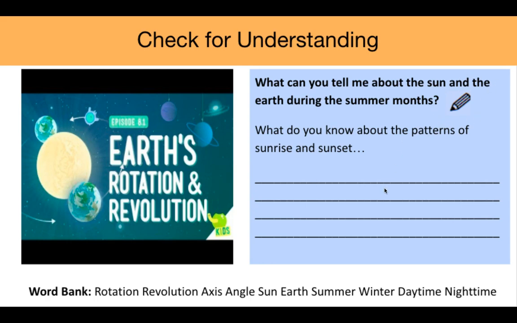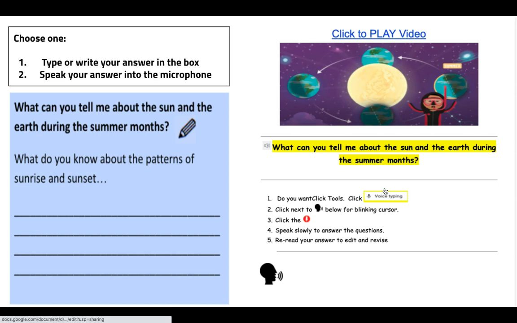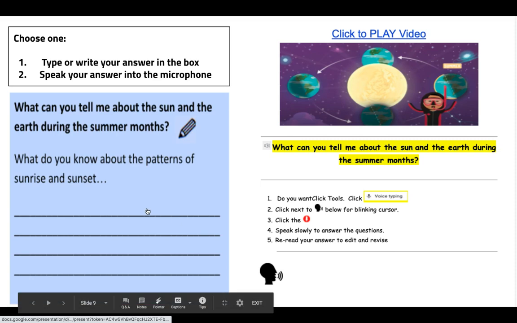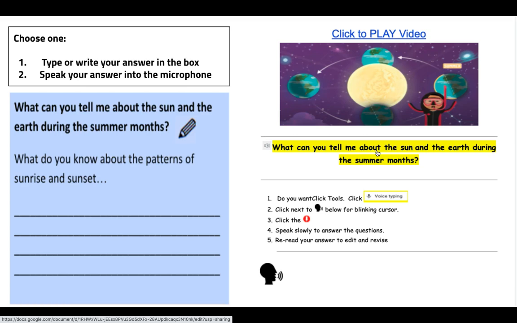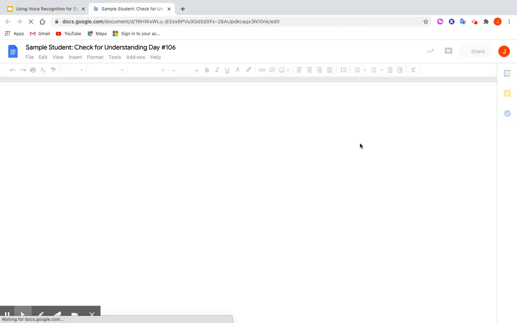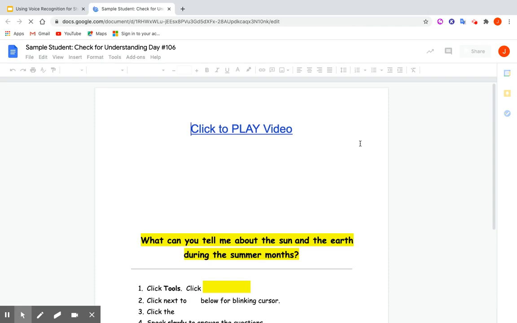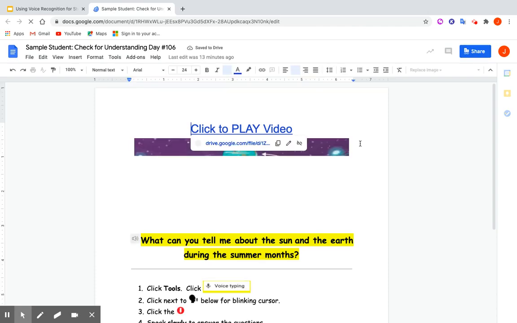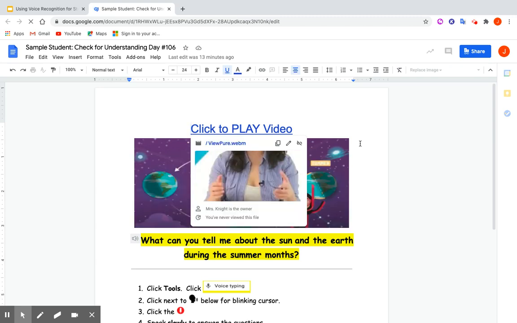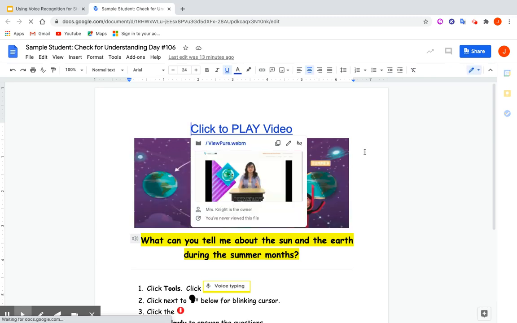So what I decided to do was to give the students a choice of typing or writing their answer in the blue box, or using this Google Doc to speak their answer into the microphone and have the computer type it for them. So when you click this option, you are brought to the Google Doc that I created as a companion to this part of the lesson.